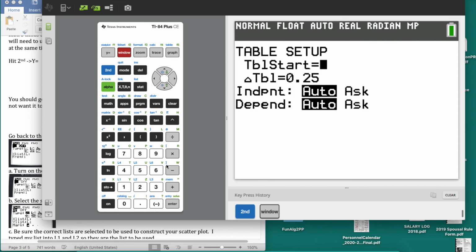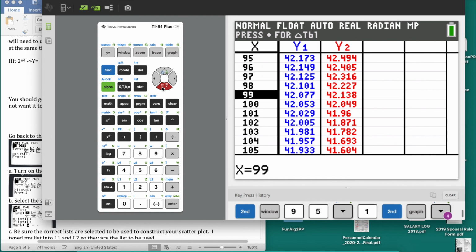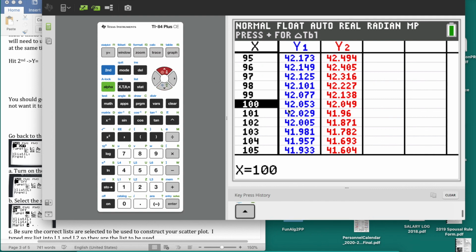I'm going to do two things. I'm going to make this 95 since I know I'm going to 100. I'm also just going to count by ones instead of the quarters. So we're going to be counting by ones. Second table. And now we can see, okay, the closest time we're going to get is at 100 years, where it's 42.053 and 42.049. That's when the men and women are as close as they're going to be on this table.